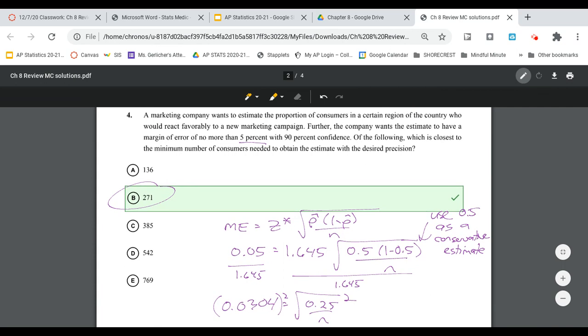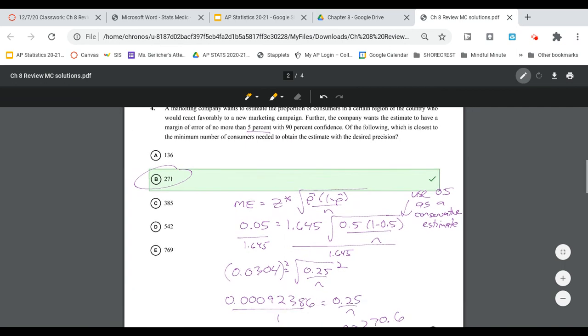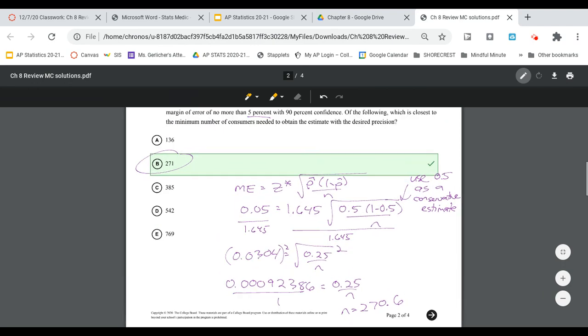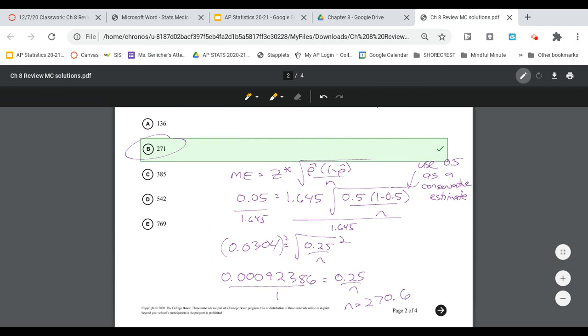Okay, so number 4, let me show the whole thing. Whatever. Is that plug and chug with the algebra. So here's your margin of error equation. They told you that margin of error is 5%, so do put it in as 0.05, not as 5. It needs to go in as a proportion, not a percent.